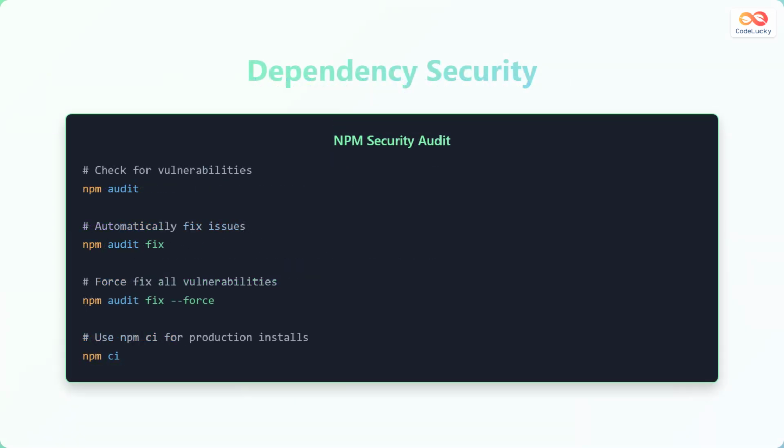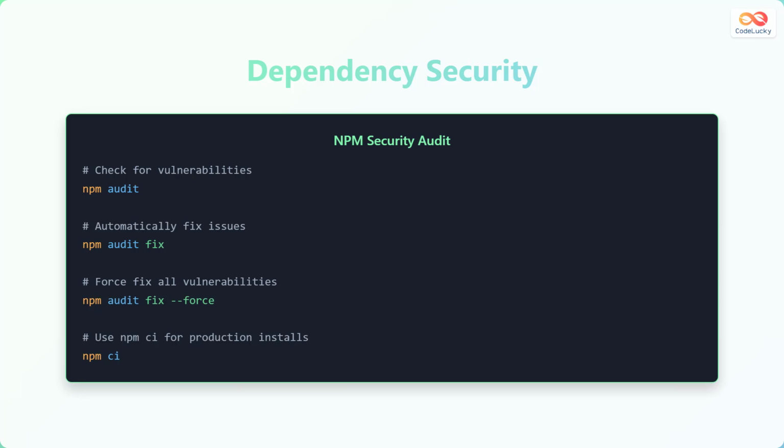Let's explore dependency security. Regularly audit your project dependencies for vulnerabilities. Here's how we can use npm security audit. To check for vulnerabilities, run npm audit. To automatically fix issues, run npm audit fix.